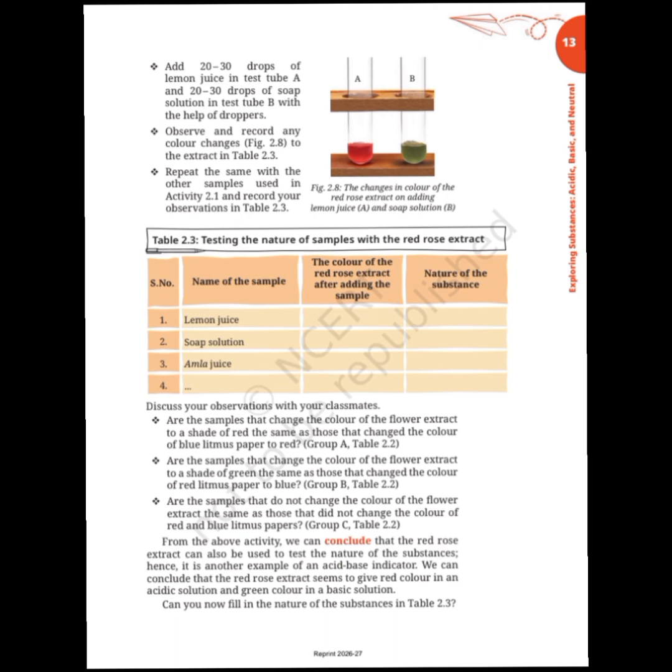Conclusion. From the above activity, we can conclude that the red rose extract can also be used to test the nature of substances. Hence, it is another example of an acid-base indicator. We can conclude that the red rose extract gives red color in an acidic solution, green color in a basic solution. Can you now fill in the nature of the substances in Table 2.3?